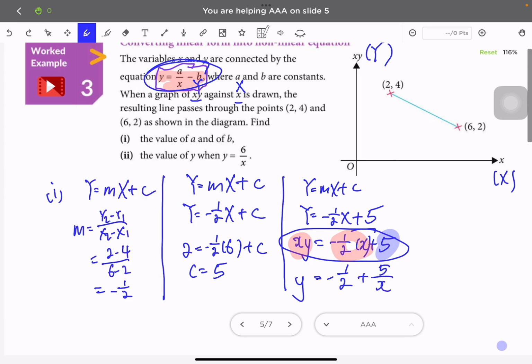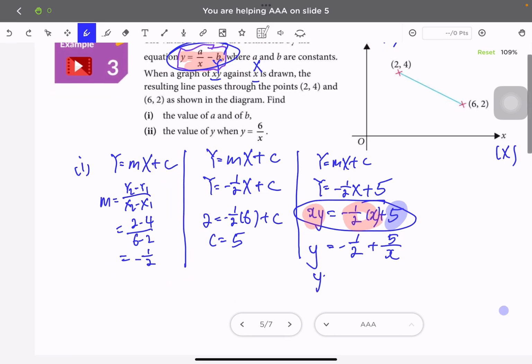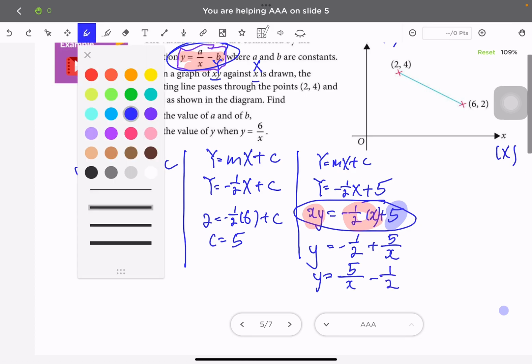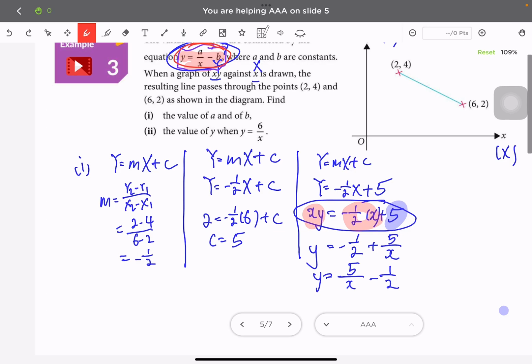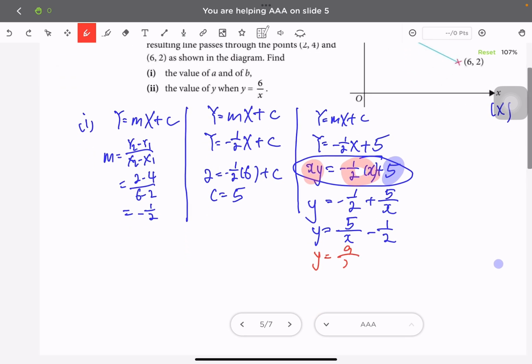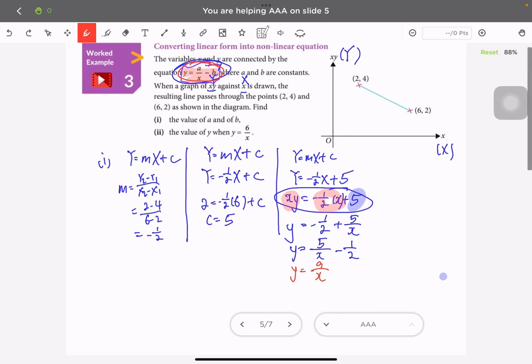Now, as I rewrite the equation, to the same form as which one? The same form as the highlighted one. The highlighted one is y equals a over x minus b. When I do a direct comparison, I will know that a will be equal to 5 and b will be equal to half. Okay, this is for part 1.